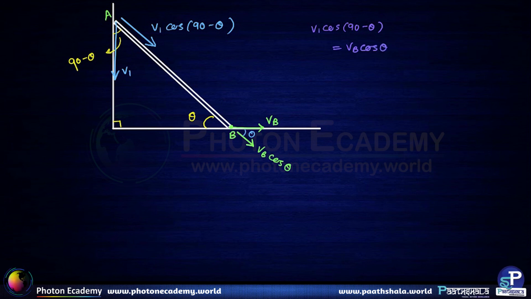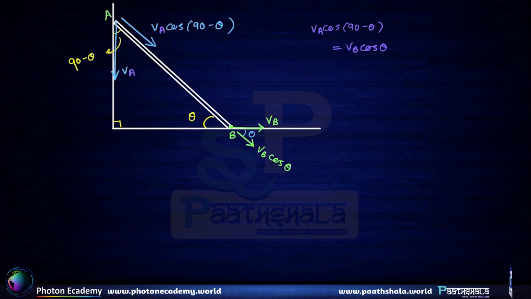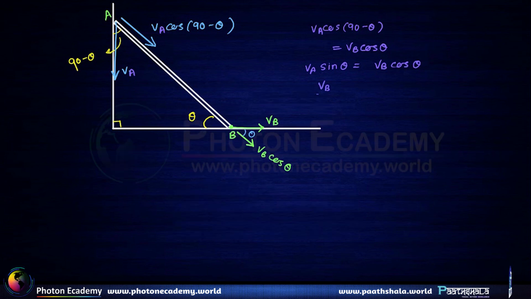We could have labeled this as Va because it is the velocity of point A of the rod that is moving along the vertical wall. So we can clearly see that Va sin theta is equal to Vb cos theta. So here you get Vb upon Va equal to tan theta. Here the constraint is the fact that the length of the rod is constant.